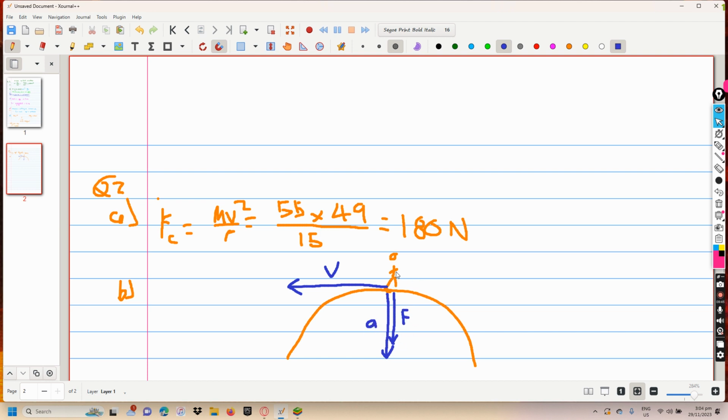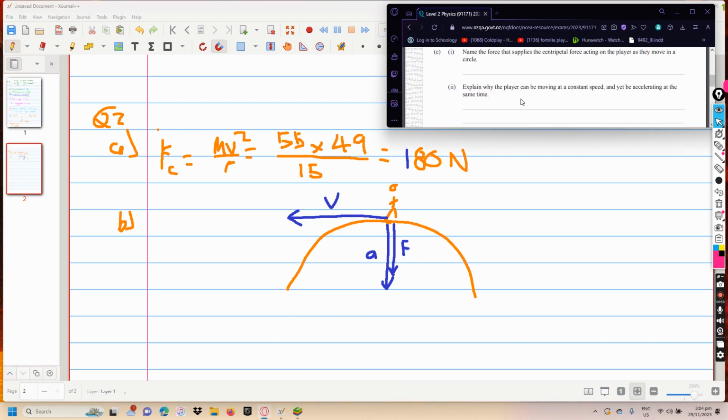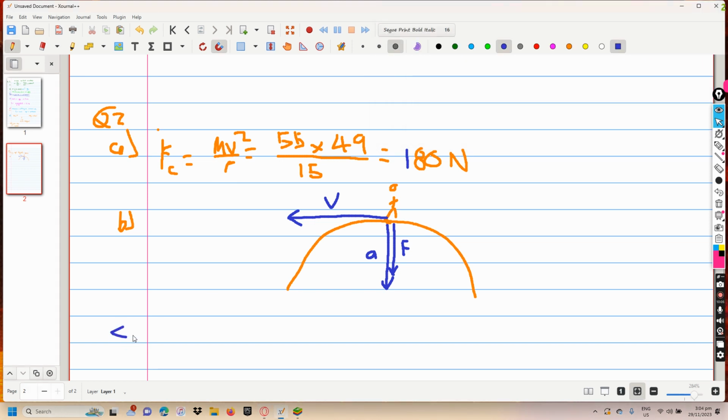are inwards, and there's also an outwards friction force, sometimes called centrifugal. I don't know whether they want you to put that in the diagram. I probably wouldn't bother, but weird one. Anyway, that's that diagram. Explain why the plane can be moving at a constant speed and yet be accelerating at the same time.